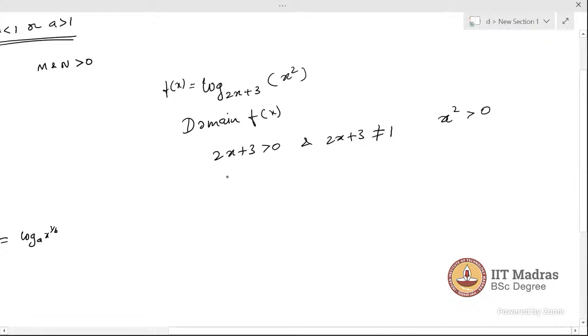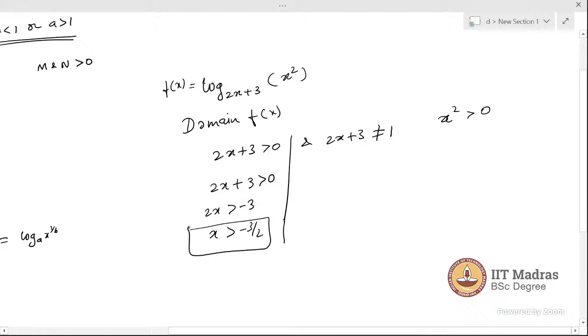So that means x cannot have certain values. I'm just looking at 2x plus 3 greater than 0. So 2x has to be greater than minus 3, or x has to be greater than minus 3 by 2. One piece of data we got here, that x has to be greater than minus 3 by 2, which is certainly not violating this condition, at least for the positive real part. Now, what about this one? 2x plus 3 should not be equal to 1, so 2x should not be equal to minus 2, or x should not be equal to minus 1.